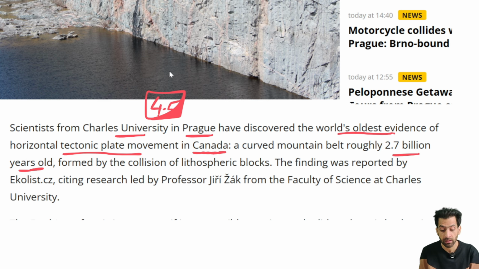But right now, this mountain is believed to be 2.7 billion years old, formed by collision of lithospheric blocks. How is it formed? Because the lithospheric blocks collided together and that led to a curved mountain belt. Now, this is very obvious. If we have something like this, something hits this region, what's going to happen? We'll get a sort of a curve, somewhat like this. And that is exactly what I'm trying to tell you.